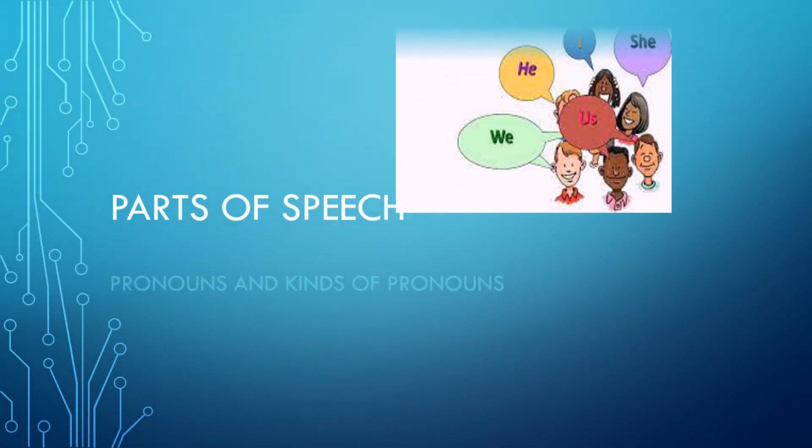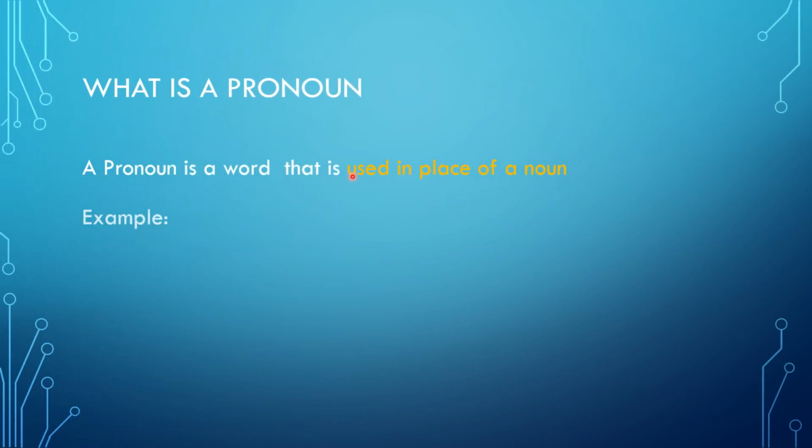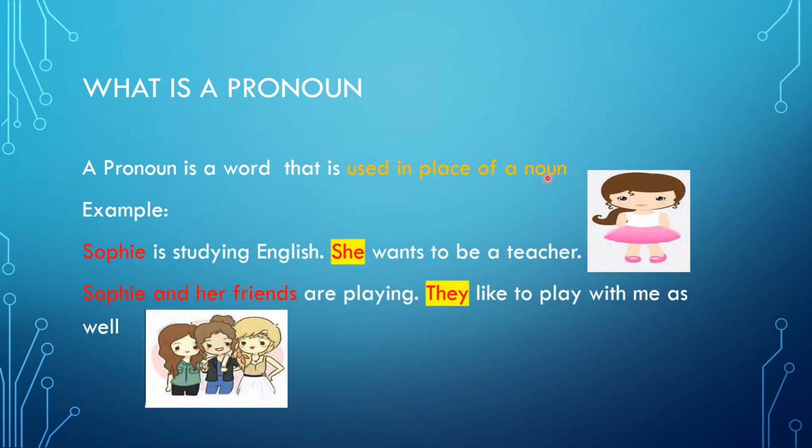Parts of speech, pronouns and kinds of pronouns. What is a pronoun? A pronoun is a word that is used in place of a noun. What are nouns? Naming words are called nouns. A pronoun is a word used in place of a noun or instead of a noun.